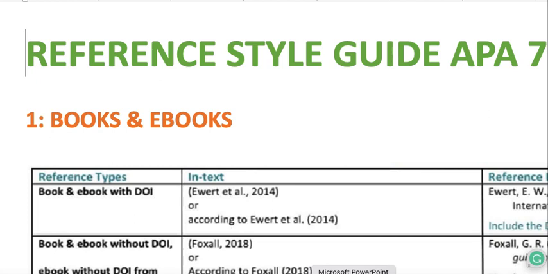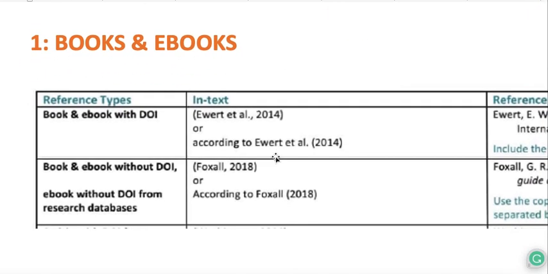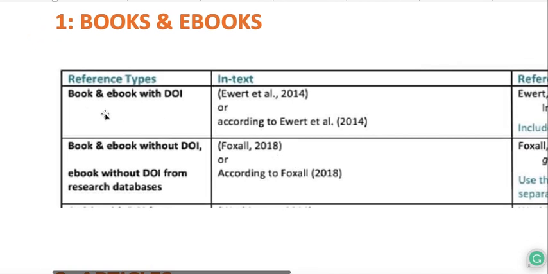end references. So first of all, I shall be talking about the references from a book, that is with hard binding or soft binding, a bound book, and then the e-book, that is electronic. Here in the first section, we come to know which type of reference we are going to give: book and ebook with a DOI. This is almost very similar.